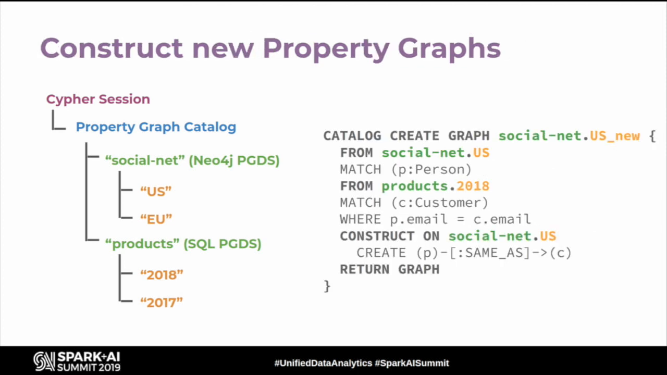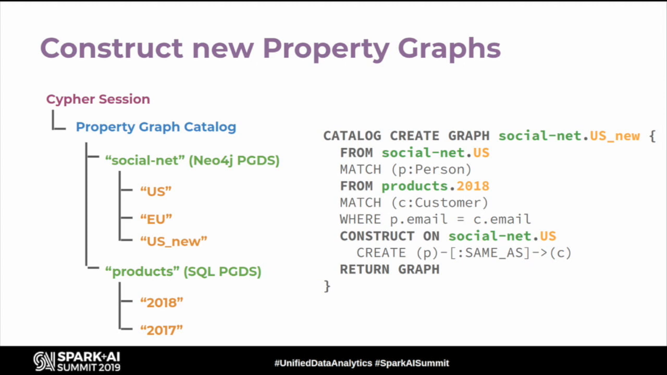Right, and in order to create new graphs, you can wrap the previous statement into a catalog create graph statement, which allows you to manipulate the catalog and create a new graph in a given namespace under a specific name. So here, the inner statement in that query joins the persons and the customers together, creates a new relationship called same as between them, it's the same example as before, and returns that as a graph, which then is stored under the name US new in the SocialNet namespace, which means it's being stored in Neo4j. After you execute that query, if you look at the left-hand side, there would be a new graph called US new in Neo4j that represents the union of the two graphs plus the additional relationship.